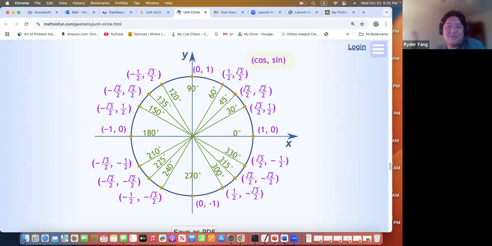I mean, I see all the different points and the angles. Okay. Do you know how you can use this? Yeah, so you're trying to find cosine or sine, and you're given an angle. So how can you find cosine 30 degrees using this unit circle? Can you show me how you can calculate cosine 30 degrees?